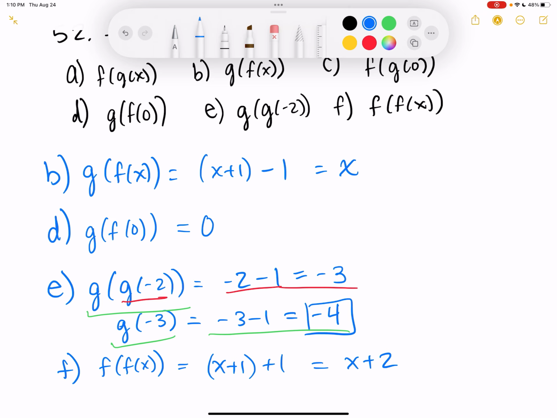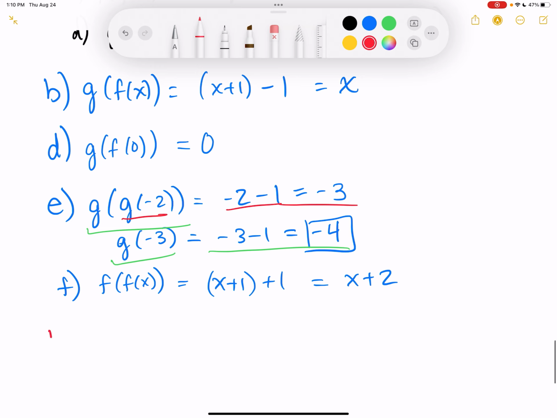Then your problems are 1 through 29, every other odd, and then 51.